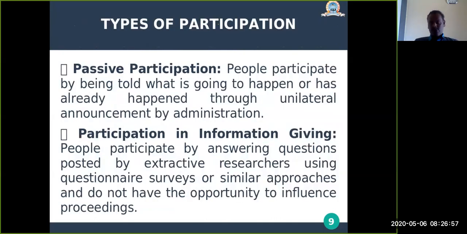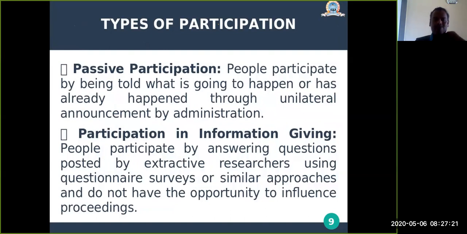Now we are going to see types of participation. I told you there are different levels at which you can invite the community to participate. So here we are going to see there are 8 types of community participation. Type 1, passive participation.